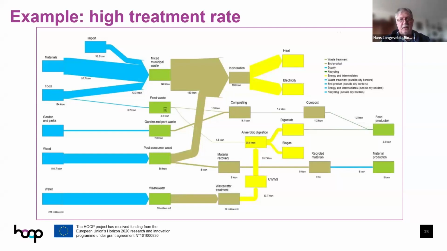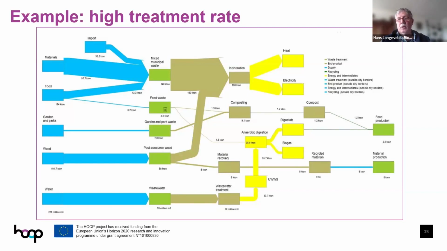So this is an example of a Sankey diagram for HOOP, and you can see that on the left side, the materials, the food, the garden parks, the wood and the water, all are entering into the cities, and then you can see in the green column what form it takes, and then in brown you can see the treatment and the collection and where it's going. So you can see on top a lot is going to the mixed municipal waste in this case, and that can be used, in this case, for incineration, producing heat and electricity. And that is relevant because in the context of climate change, climate mitigation, we want to reduce the use of fossil fuels. So this is one option.